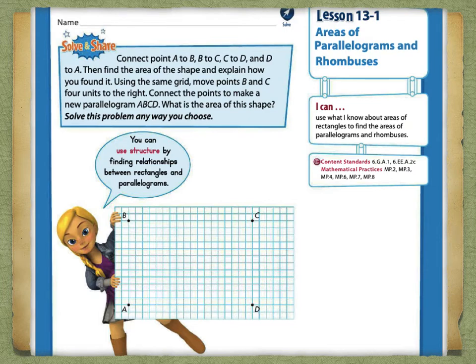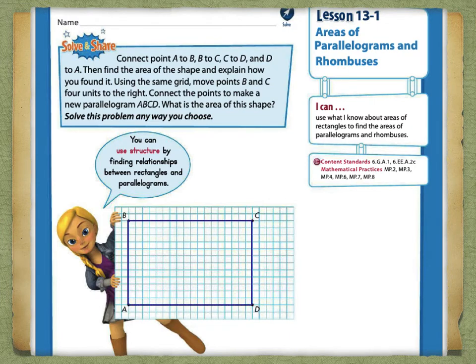So here we have the solve and share part. Let's read the problem. Connect point A to point B, B to C, and C to D, and D to A. Then find the area of the shape and explain how you find it. So let's follow the directions. Connect A to B, B to C, C to D, and D to A. Now, how are we going to find the area of this figure?